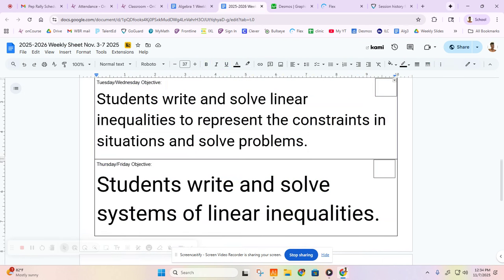Your objective for today, so on the back, remember Monday was no school. This was Tuesday's objective. Friday's objective, Thursday, Friday was students will write and solve systems of linear inequalities.